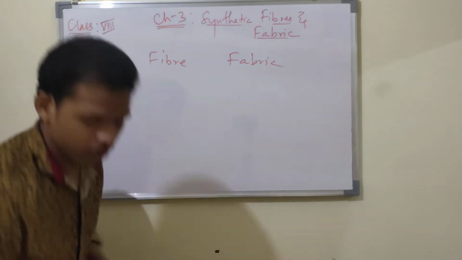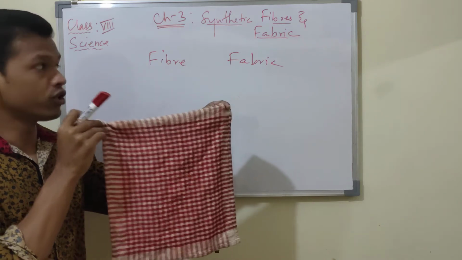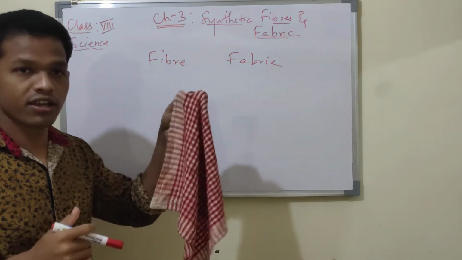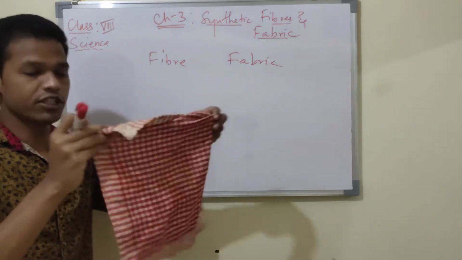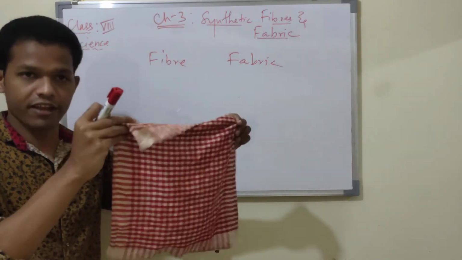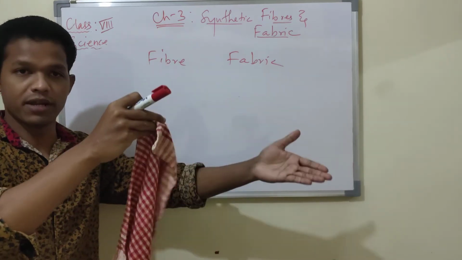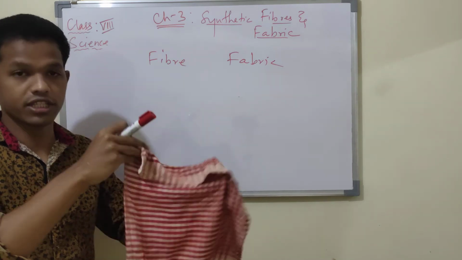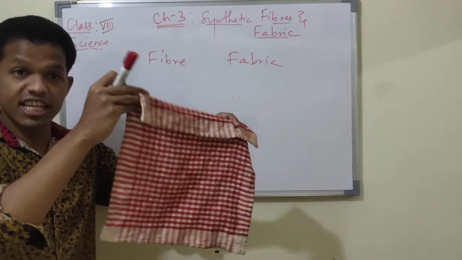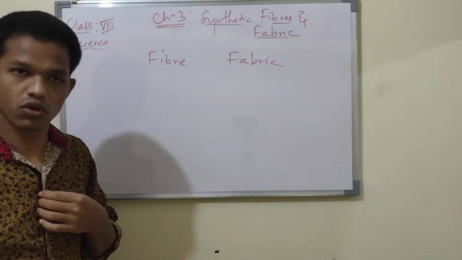As you can see, this is a piece of cloth. We can say it is fabric. We cannot say this is fiber. This is a piece of cloth, fabric, made of one type of fiber. Fiber comes from cotton or silk, or it is made synthetically. So this cloth that we wear is called a fabric.